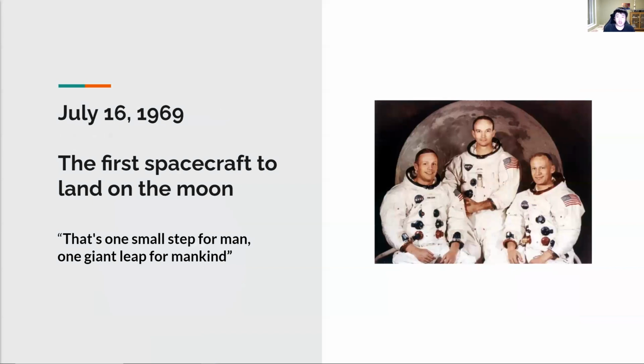And in 1969, on July 16th, Apollo, the spacecraft called Apollo 11, was the first ever spaceship to land on the moon and successfully have people walk on the moon. And the very famous line, the first ever line spoken on the moon, was by a person called Neil Armstrong. That quote was, "That's one small step for man, one giant leap for mankind." And it's one of the most famous quotes right now because he was the first ever person to step onto the moon.